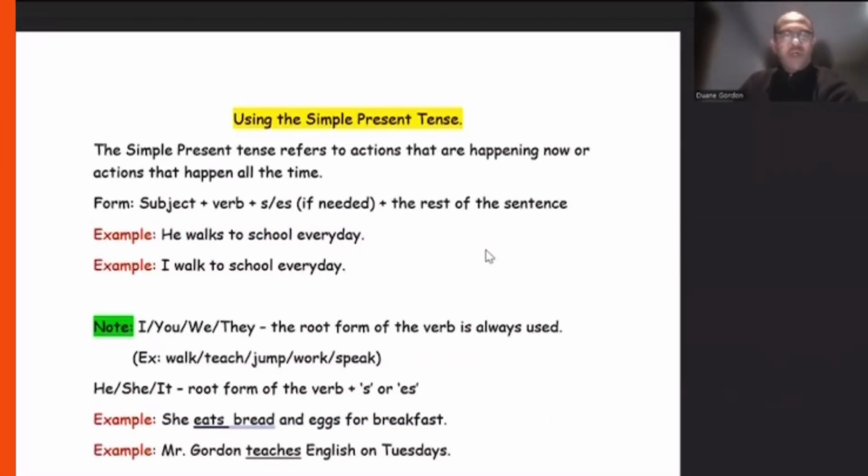Hello. Today we're going to talk about using the simple present tense. Now, the simple present tense refers to actions that are either happening now or actions that happen all the time.